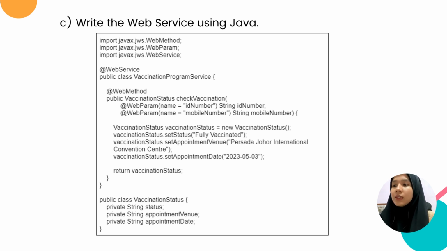The VaccinationStatus class is a simple Java class with three private instance variables, which are status, appointment venue, and also appointment date. The checkVaccination method creates a new VaccinationStatus object. It sets the instance variables with some hard-coded values and returns the object. So this code represents a simple web service that provides information about the vaccination status of a person identified by their ID number and mobile number. When invoked, the web service will return an object containing the status of a person's vaccination, the venue of their appointment, and also the date of their appointment.